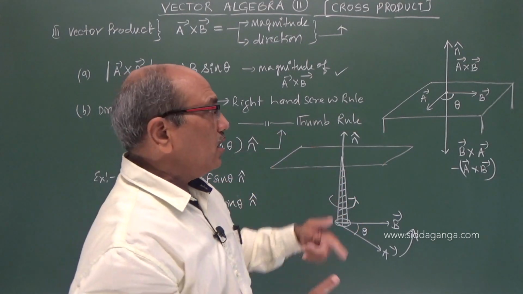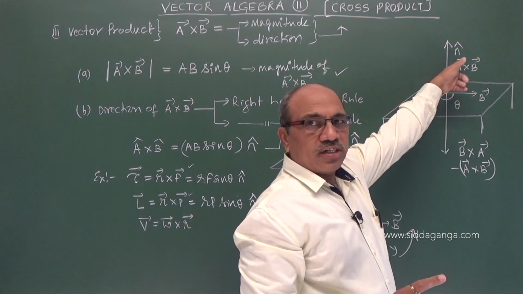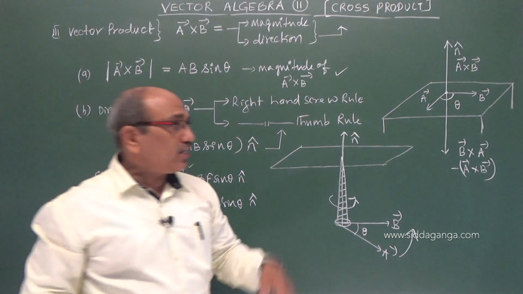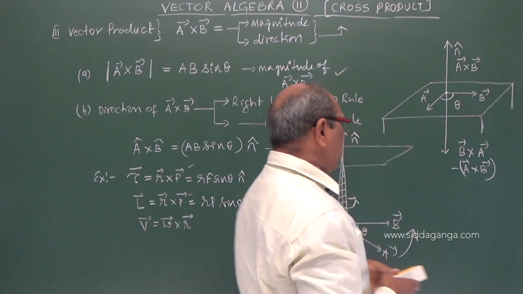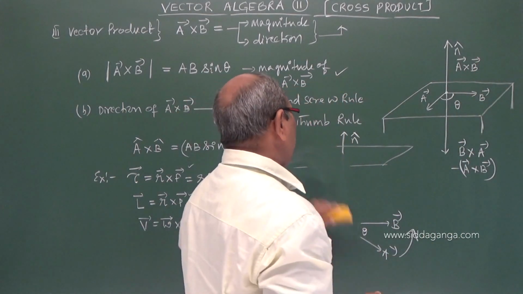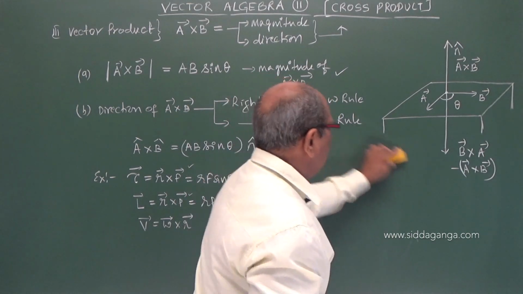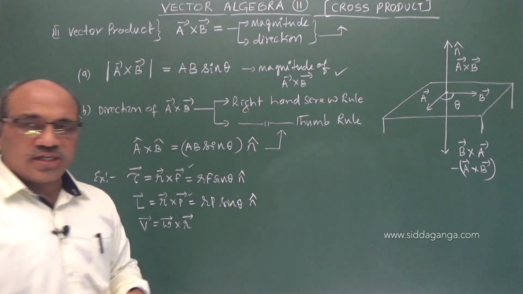That is why we say A and B are in one plane, whereas the vector product is in the plane perpendicular to both A and B. Whatever may be the angle between A and B, it is always perpendicular to A and perpendicular to B, irrespective of the angle between them. I hope you have understood that.